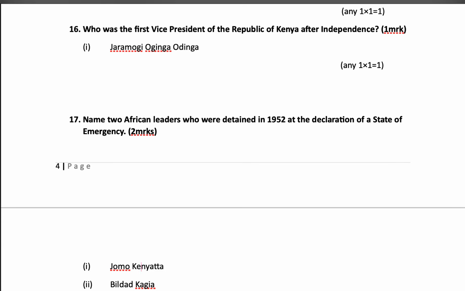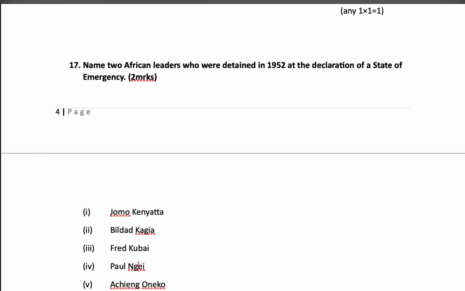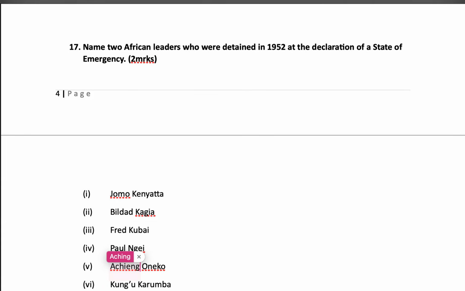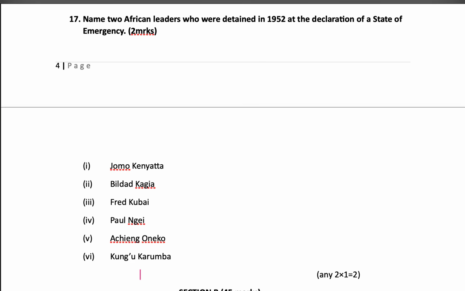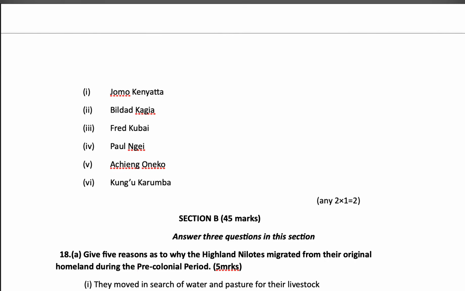Question 17. Name two African leaders who were detained in 1952 at the declaration of state of emergency. Jomo Kenyatta, Bildad Kaggia, Fred Kubai, Paul Ngei, Achieng Oneko, Kung'u Karumba.